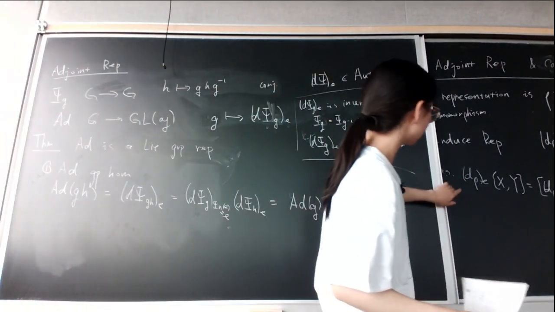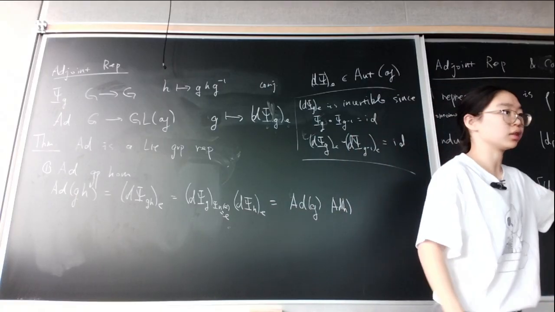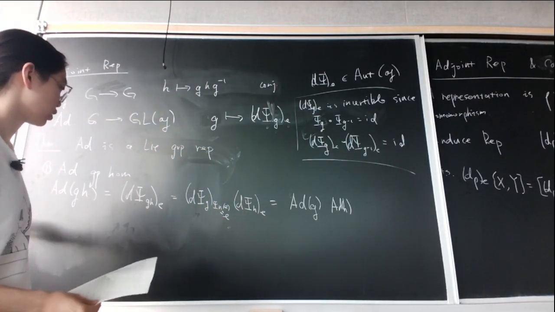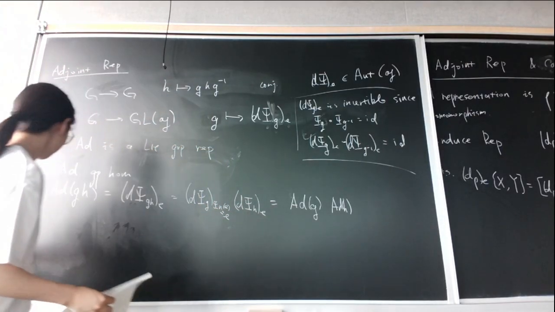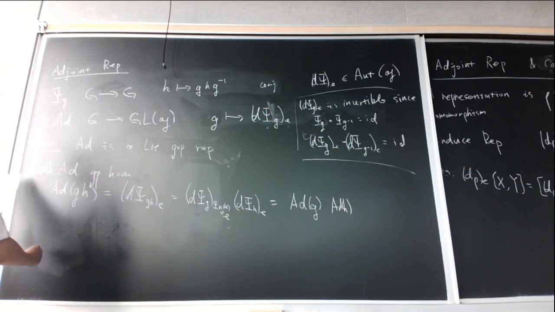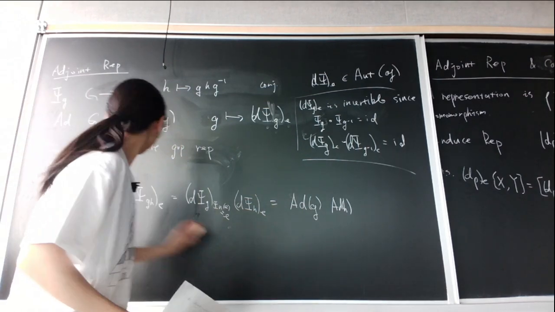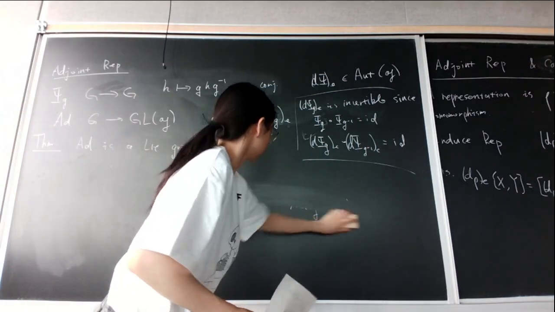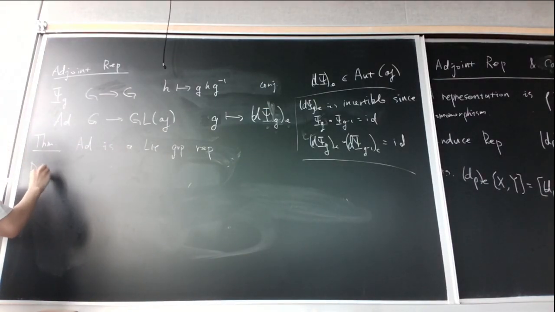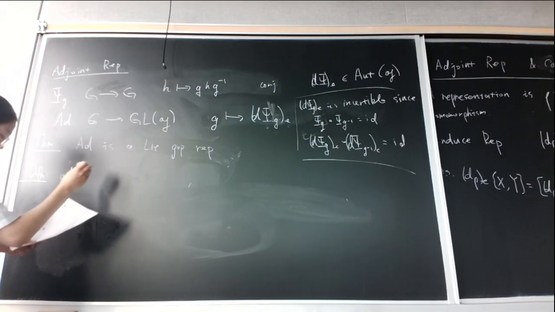This is what we wanted to show, that d rho respects the Lie bracket. So now we know how to prove this because, sorry, I forgot to mention one more thing. You could recall that let's just define the Lie bracket.